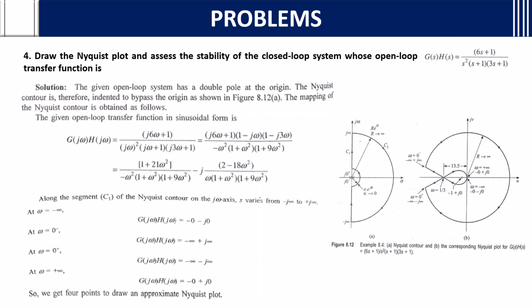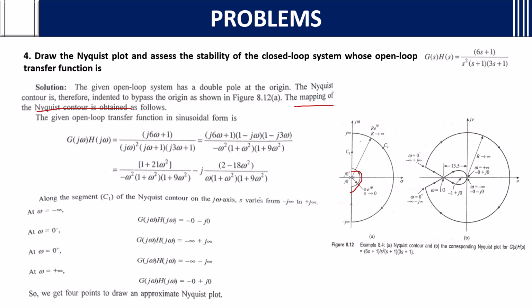Fourth question. Draw the Nyquist plot and assess the stability of the closed loop system whose open loop transfer function is this. The given open loop system has a double pole at the origin. Where s square means what? Two poles, two at the origin. The Nyquist contour is therefore intended to bypass the origin. It should bypass the origin as the pole is at the origin. So the mapping of the Nyquist contour is obtained like this. See, it should bypass the origin, the same way we have done for the previous question.